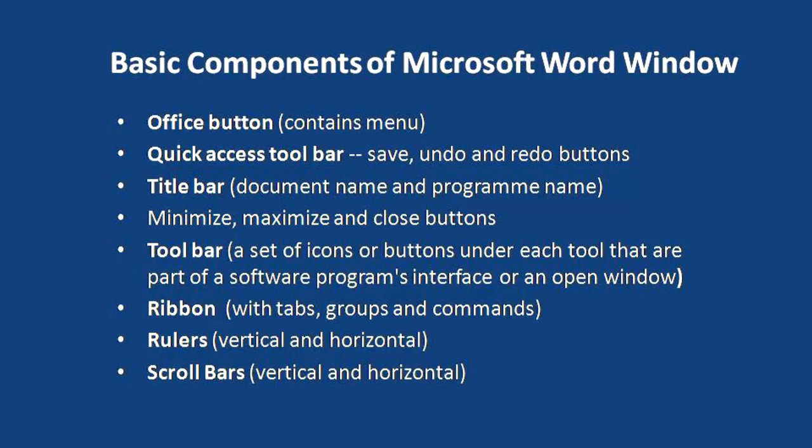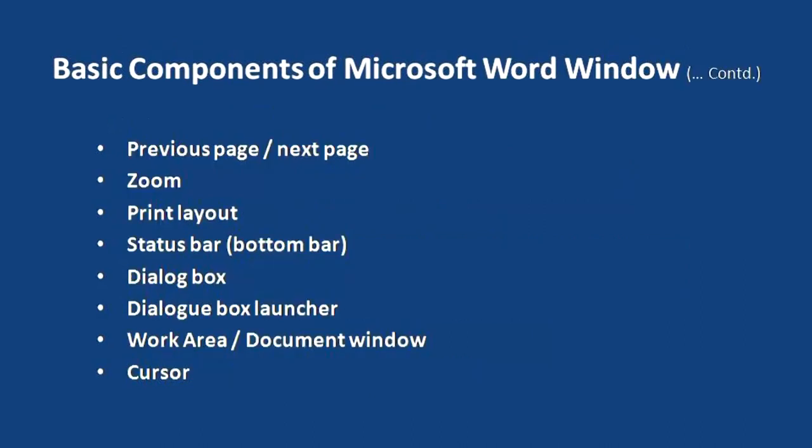There are rulers also, and these rulers are of two types. One is a horizontal ruler and another is a vertical ruler, and you will find scroll bars also in that Microsoft Word window. Other components of this window are, you can see the previous page if you want, or you can go to the next page, and if you want to see the text in larger size, you can zoom it accordingly in whatever size you want, and you can see the print layout.